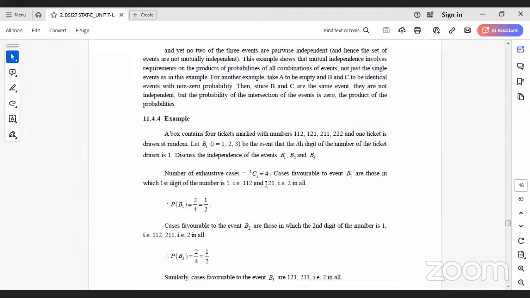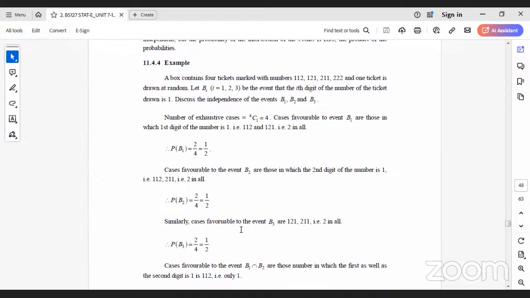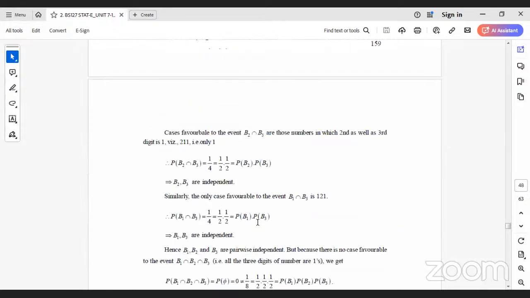Number of exhaustive cases, 4C1 is equal to 4. The favorable cases for B1 are 112 and 121, so P(B1) is equal to 2/4, correct? Yes, sir. The cases favorable to B2 are 112 and 211. This is also 2/4. Similarly for B3, wherever we take it, we get 2 cases. The cases favorable to B1 intersection B2, those with 1 in the first and second places, is 112, so P(B1∩B2) is equal to 1/4, which is 1/2 into 1/2. So B1 and B2 are independent. Clear? Clear, sir. Yes.